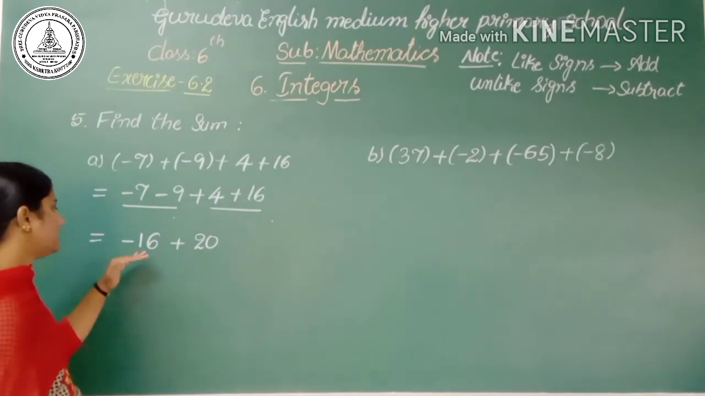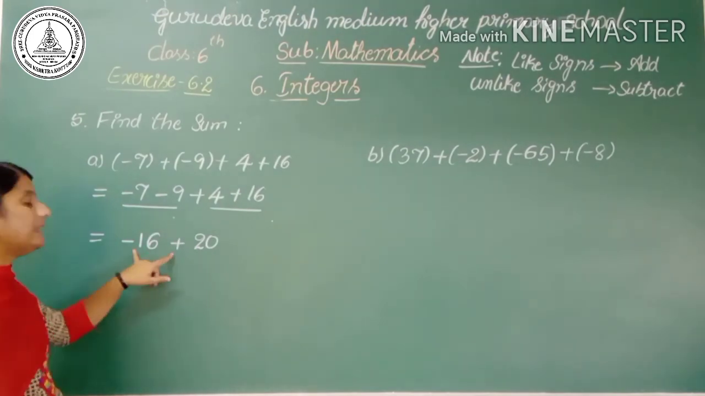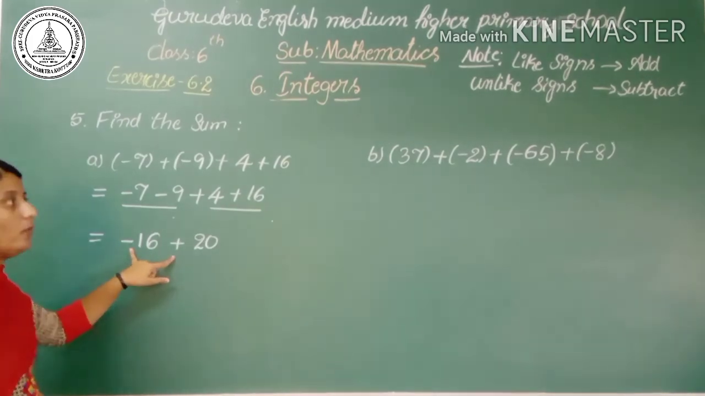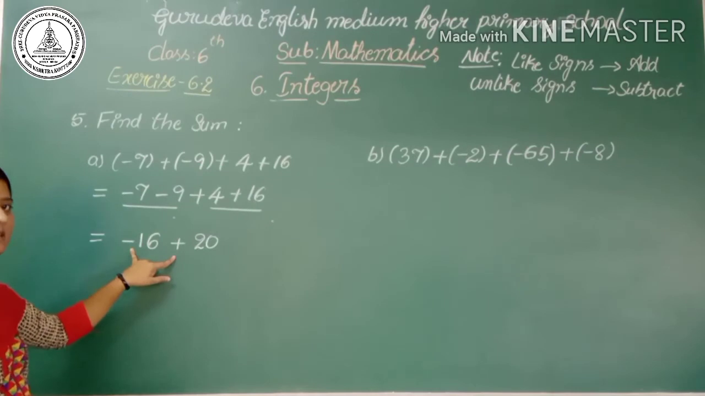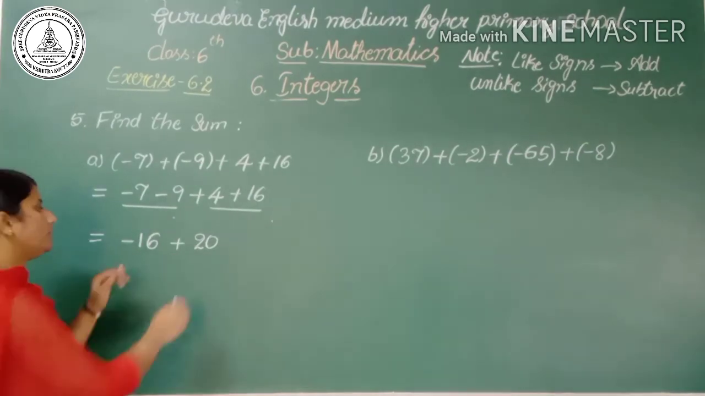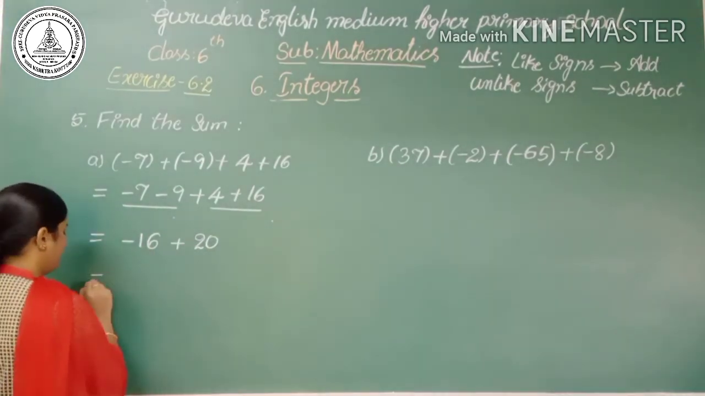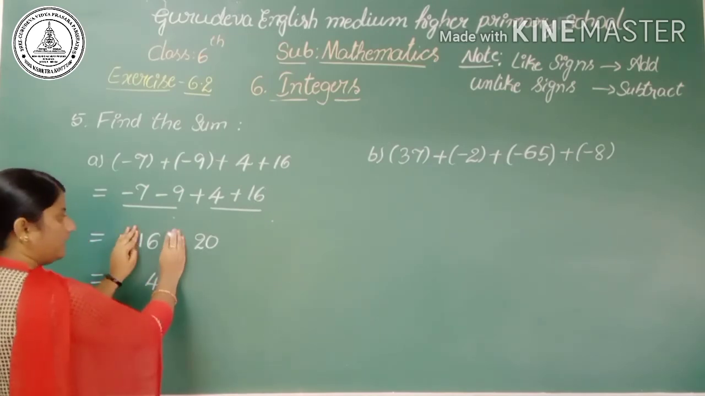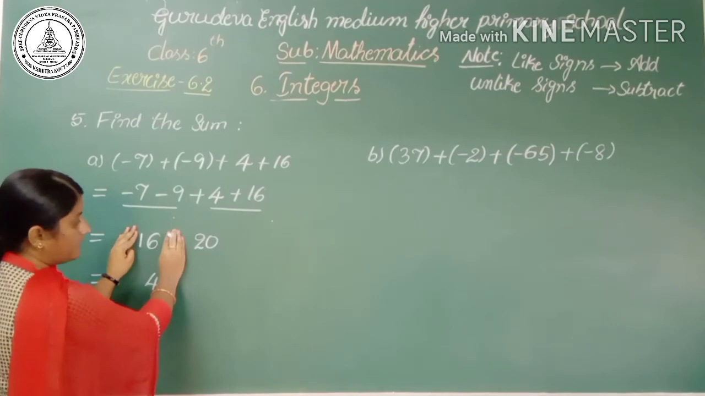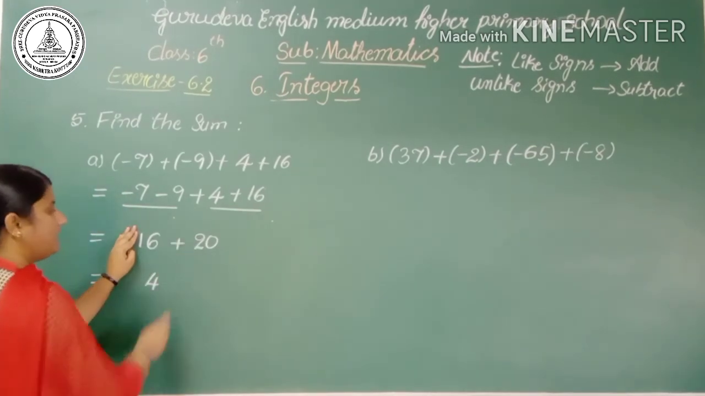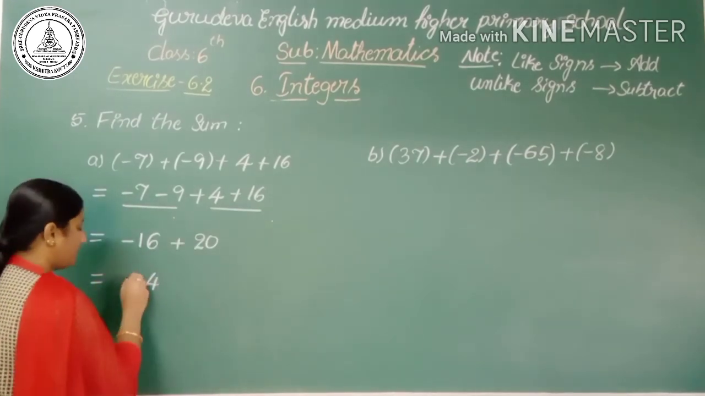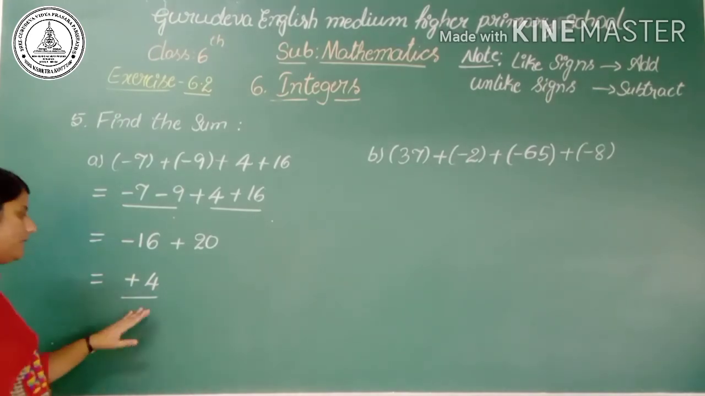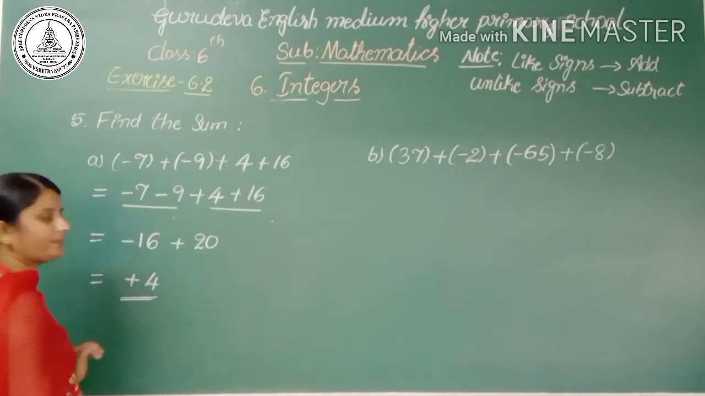Now you see here minus 16 and 20 have unlike signs. So what do we have to do? We have to subtract. Subtract here, 20 minus 16 is 4. In these 16 and 20, which has the greater value? 20 has the greater value, its sign is plus, so we keep it in the prefix of the 4. It is the final sum.